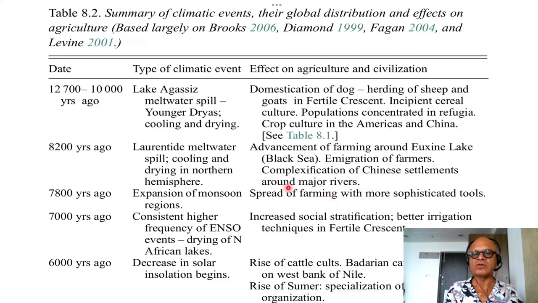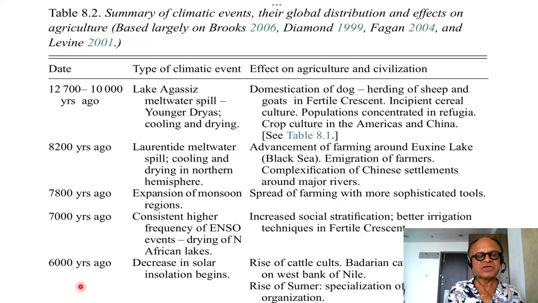So we begin to talk about societies and their responses, either in response to rich, wet, agriculturally productive periods, or driven by trade between two cultures to find resources that they don't have, and so on and so forth. 7,800 years ago, the expansion of monsoon regions, spread of farming with more sophisticated tools. 7,000 years ago, consistent higher frequency of ENSO events, drying of North African lakes. Increased social stratification happened, better irrigation techniques in the Fertile Crescent emerged.